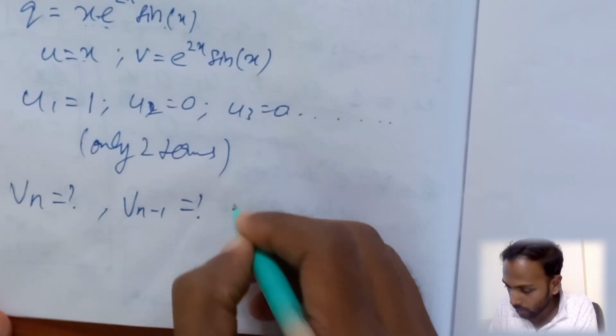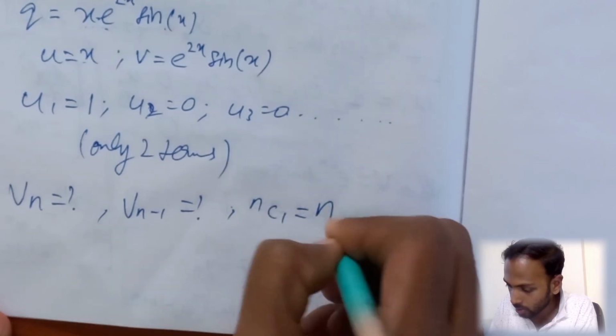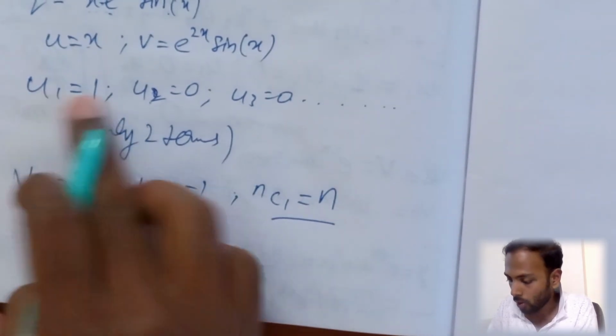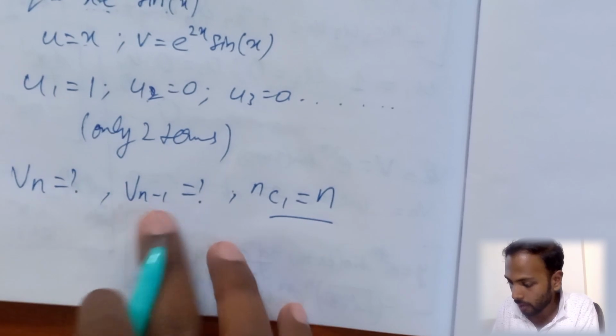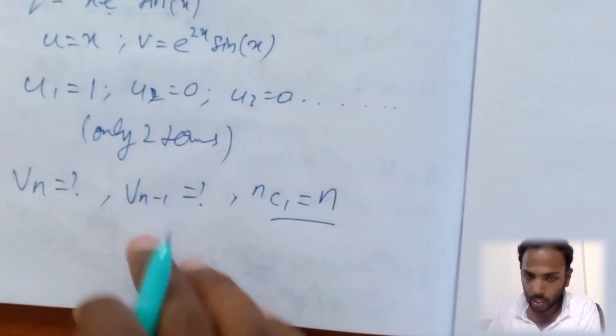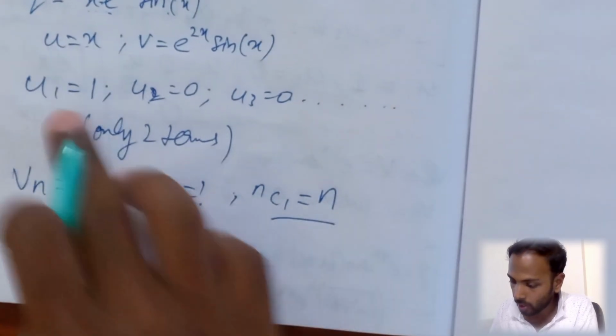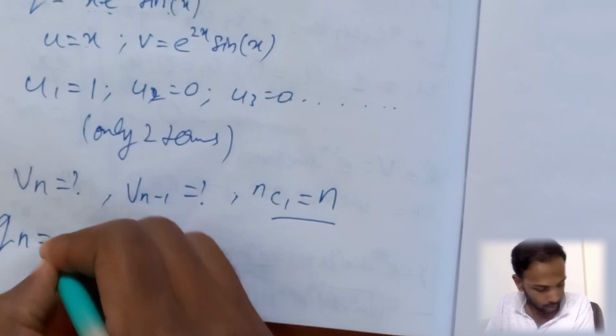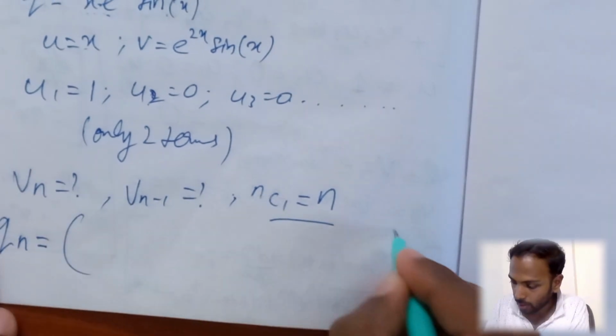Okay. And then we already know NC1 is n. So there is nothing to find there. Once you have all these values, I mean, u1 is already there. You have to just find Vn and Vn minus 1. I've already taught you in the previous case, right? So same thing here. Once you get all this, put it in the Leibniz theorem, and then you will finally get Qn as one entire expression.